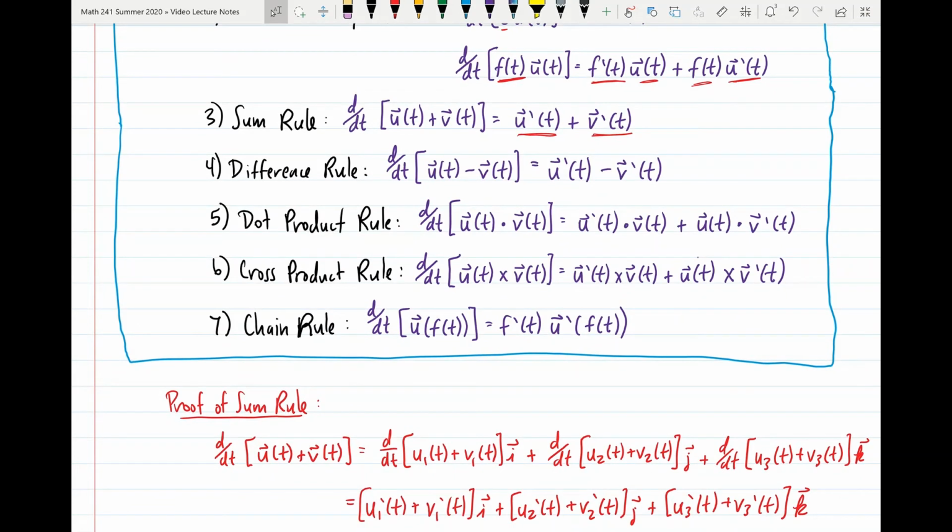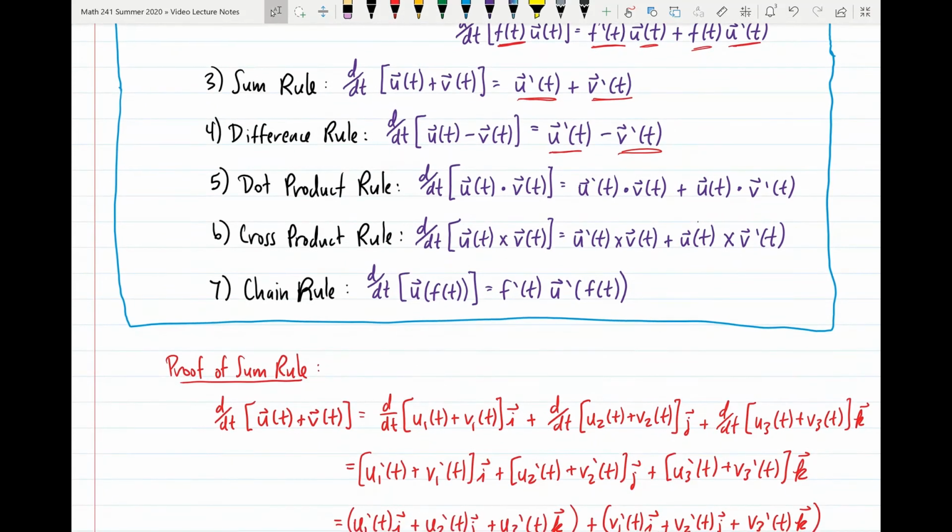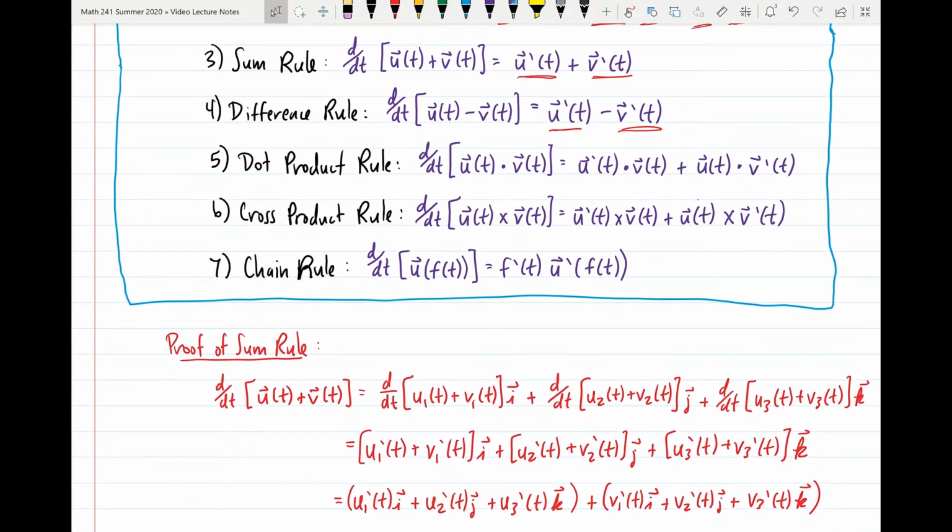The difference rule is likewise. So if you have the difference of two vector valued functions, that's going to equal the difference of the derivatives of each of the functions. So u prime of t minus v prime of t. And here are some more interesting rules that have to do with just vector valued functions, where we can actually define things like the dot product and the cross product, but both of them will have the same format as the product rule that we should be familiar with.